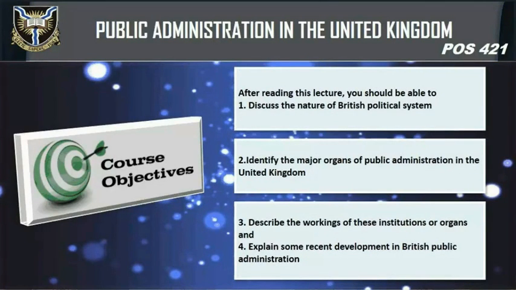Course objectives. After this lecture, you should be able to: 1. Discuss the nature of British political system. 2. Identify the major organs of public administration in the United Kingdom. 3. Describe the workings of these institutions or organs. And 4. Explain some recent developments in British public administration.